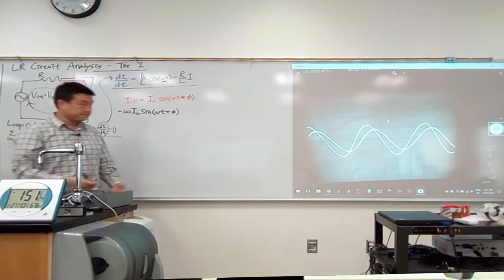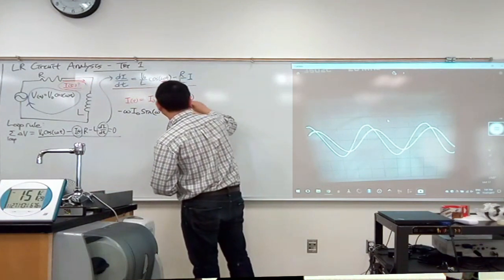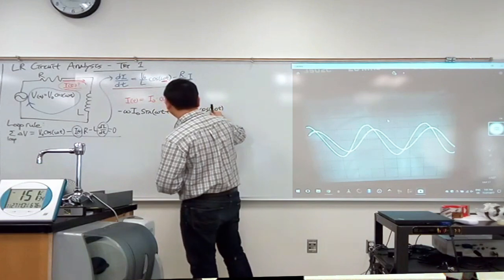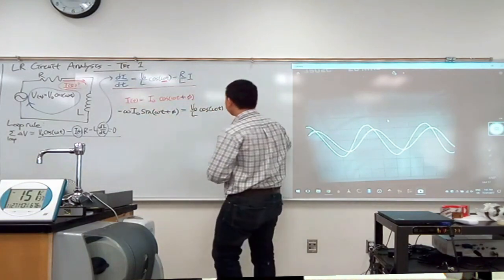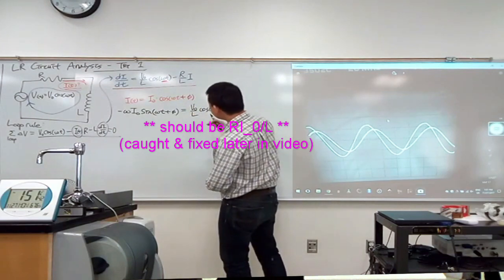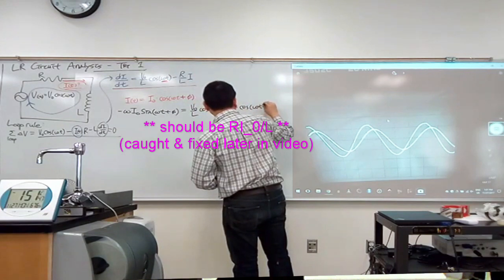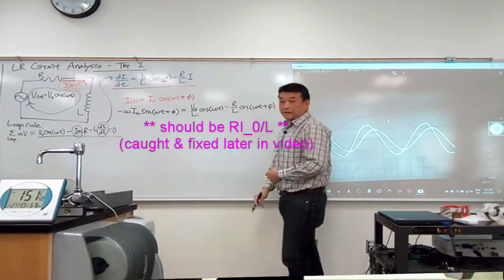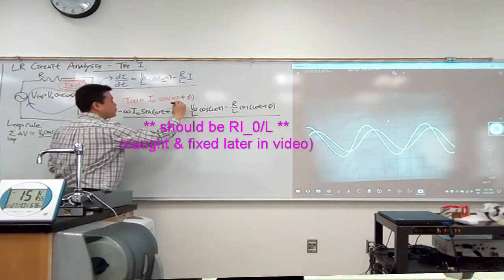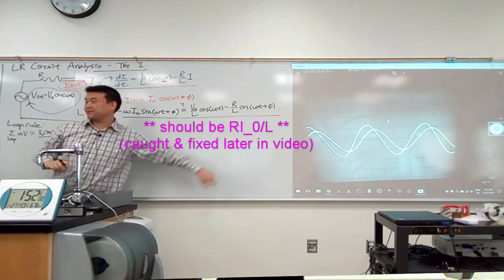This is the left-hand side, and the right-hand side is this: V naught over L cosine of omega t, which is the applied voltage, minus R over L times I, so cosine of omega t plus phi. Staring at this expression, can you easily see that the left-hand side is equal to the right-hand side?